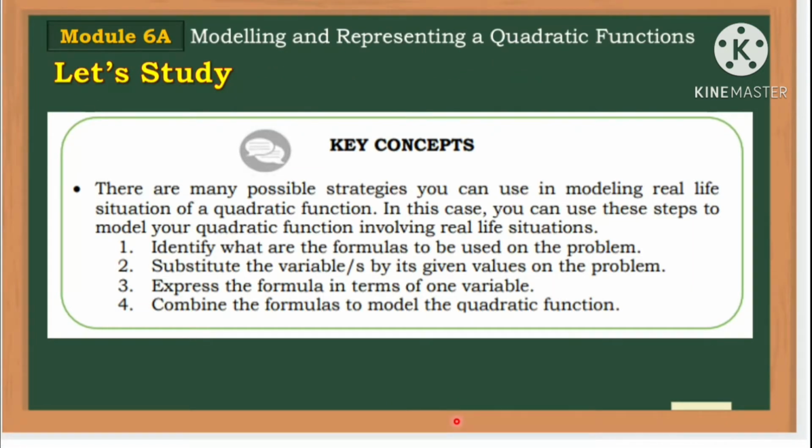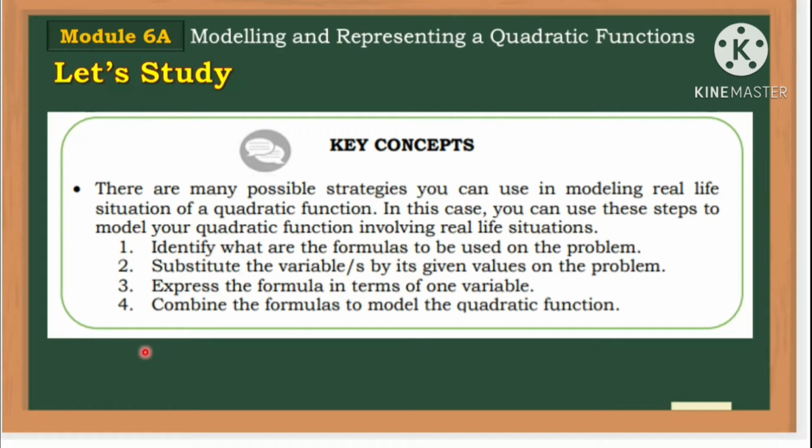Okay, so let's proceed now to let's study. So we have the key concept. There are many possible strategies you can use in modeling a real-life situation of a quadratic function. In this case, you can use these steps to model your quadratic function involving a real-life situation.